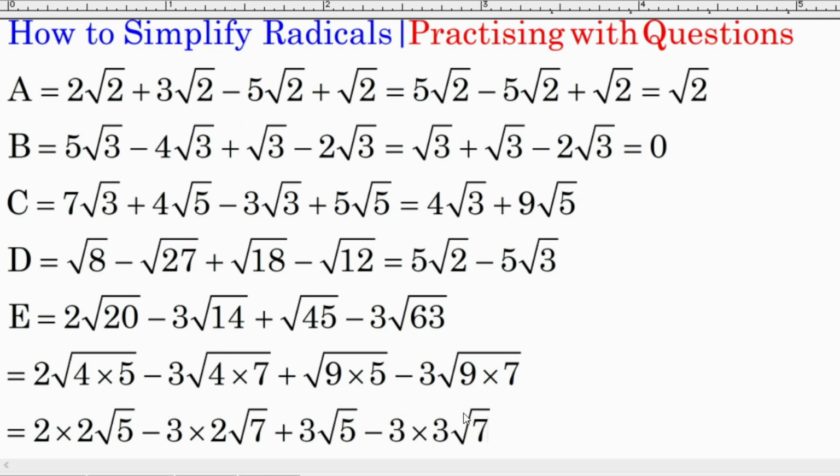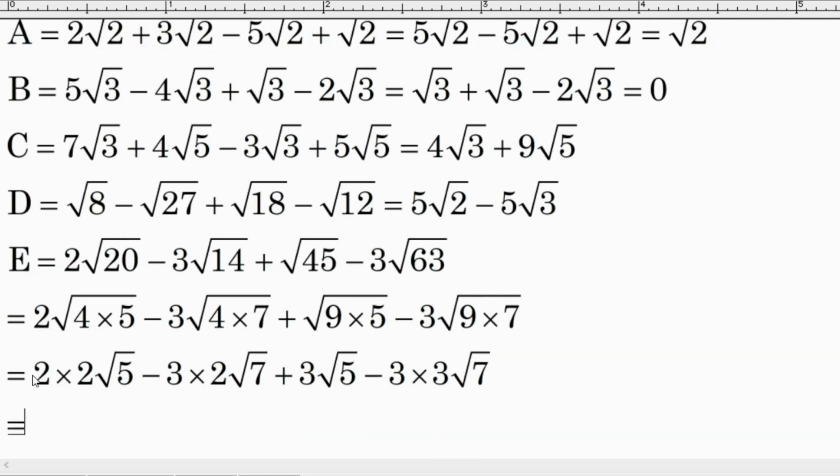Okay, now let's move forward, everyone. We have 2 times 2, which is equal to 4, so that will be 4 square root of 5, and then minus. We have 3 times 2, which is equal to 6 square root of 7, and then plus. Here we just keep it the same, and then here we have minus 9 square root of 7.